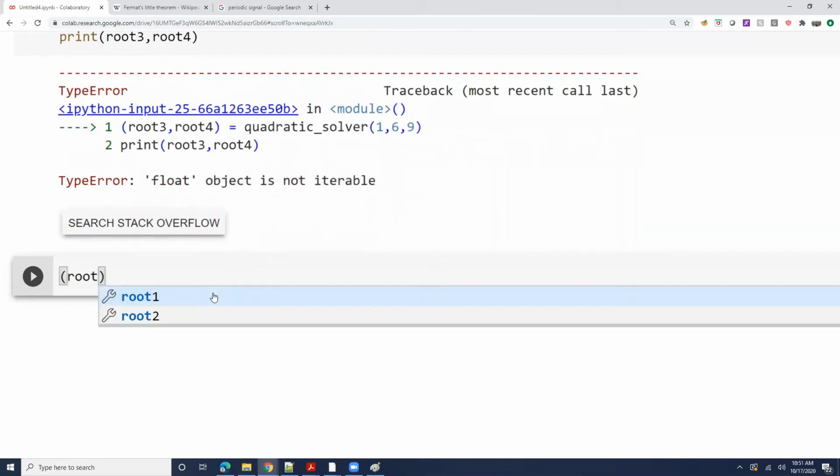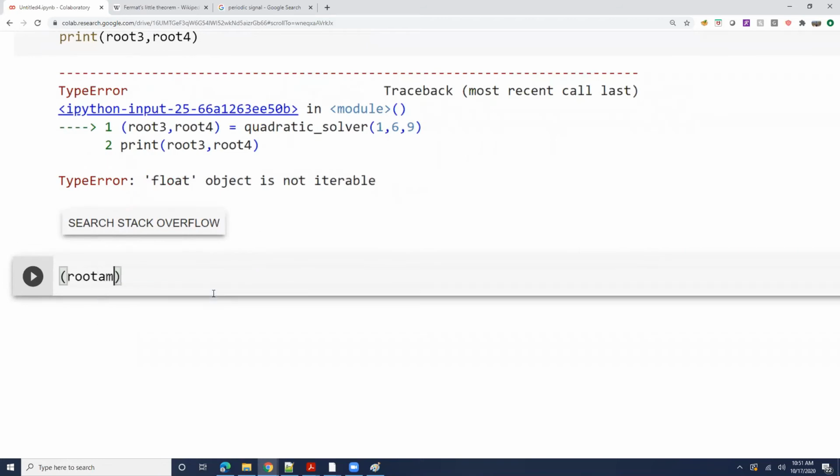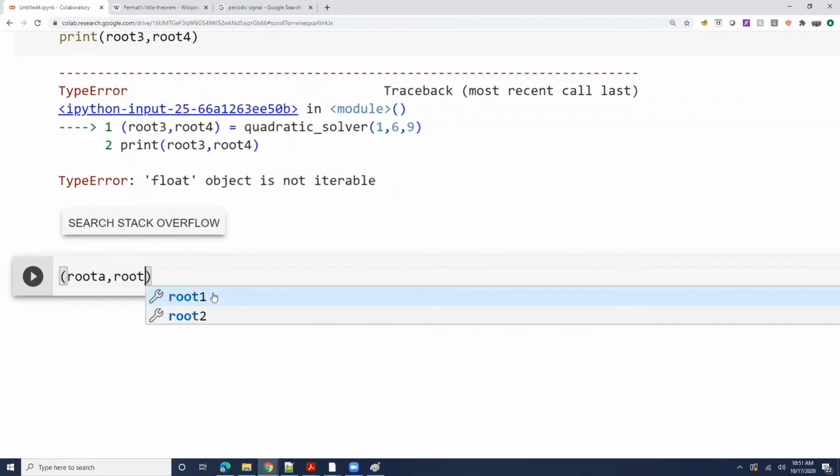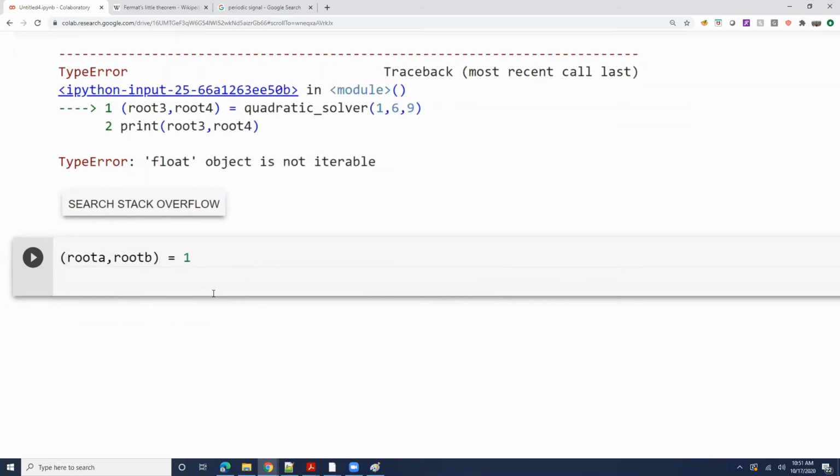So if I try to do this, what should happen? Do you guys see what's the problem here? Absolutely, error int is not iterable, but why? What is there on the left hand side?